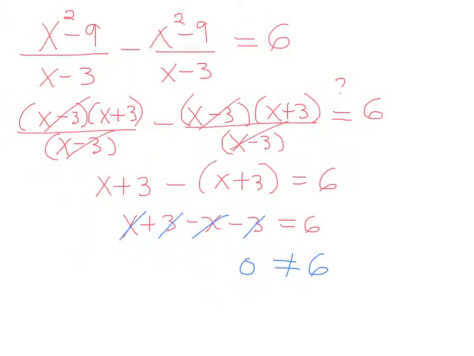Okay, so the question is, is this an identity? No, it's not an identity. It looked like it was going to be the same thing, right? But it wasn't the same thing. See, when you try to simplify, this is a difference of squares, x minus 3, x plus 3. Then you cancel out the x minus 3's. You end up with x plus 3 minus x plus 3. And when you distribute, you end up with negative x and negative 3. So everything cancels out. So 0 is not equal to 6, so it's not an identity.